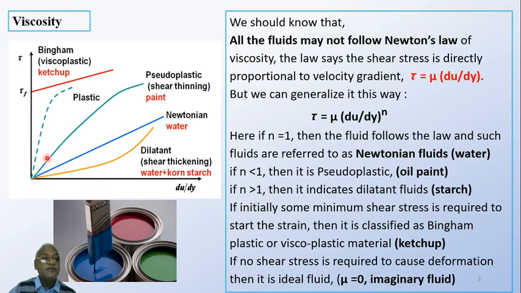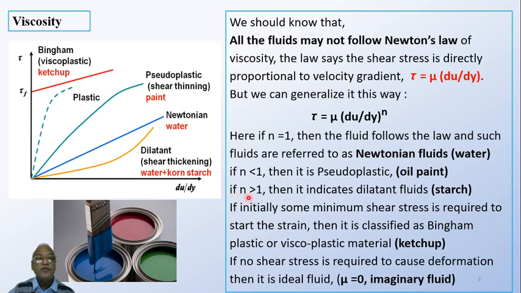Now it follows something like this. It starts at 0 only, but the curve will not be a straight line. It will be continuously rising, but the rate of rising will be less and less continuously. So if n is less than 1, then it is termed as pseudoplastic, or it is also called shear thinning, and the example is the paint, oil paint especially.